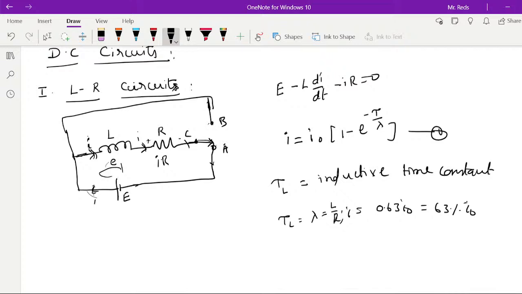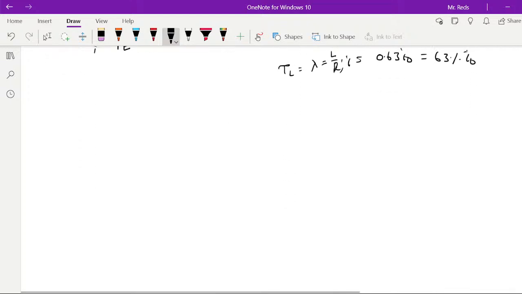To reach the maximum current it takes some time. If you want to draw a curve between I and t, showing how it varies with t, you will get a graph like this. This is the growth current curve or graph.